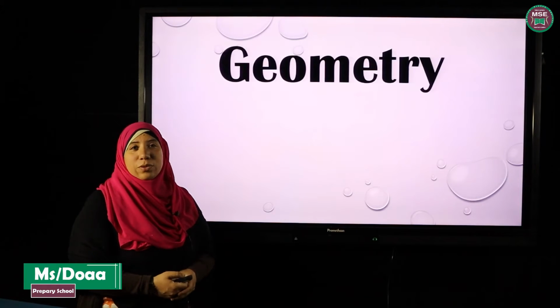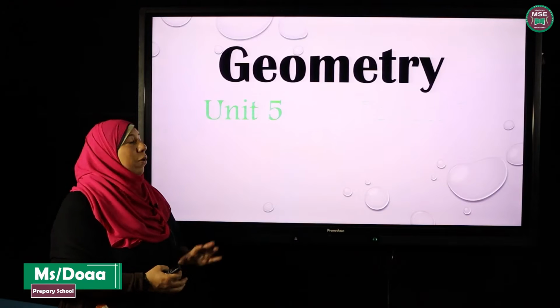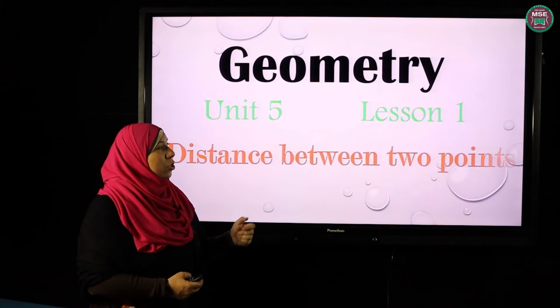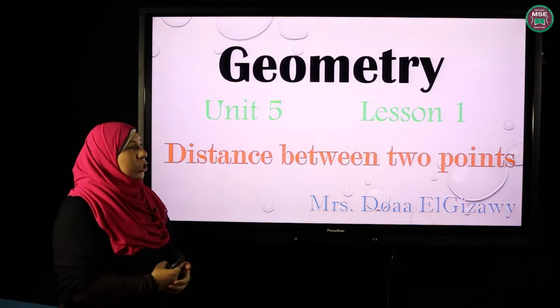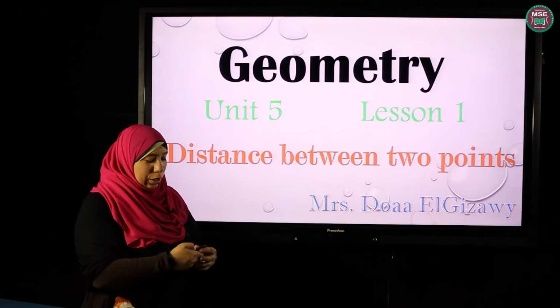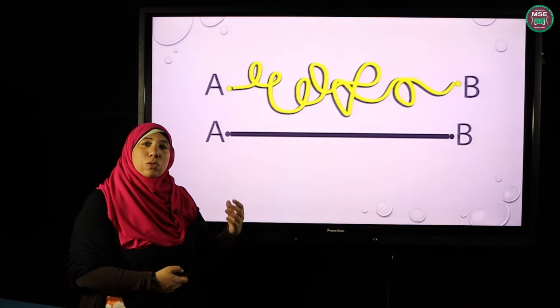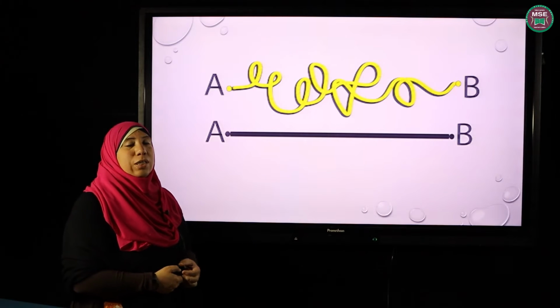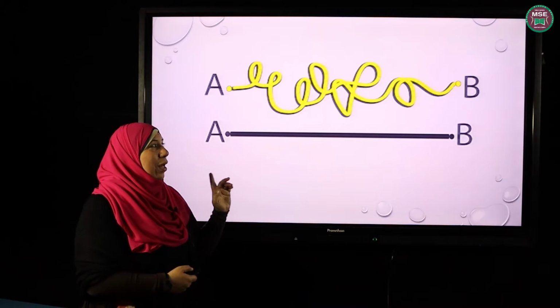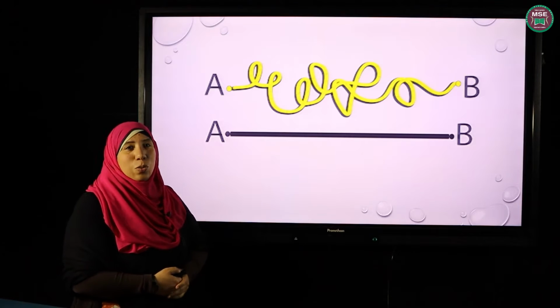Dear Third Prep, today we will start a new unit for coordinate geometry. First lesson, which is distance between two points in a line segment. First, to find a distance between 2 points, it has to be a straight distance between the 2 points.